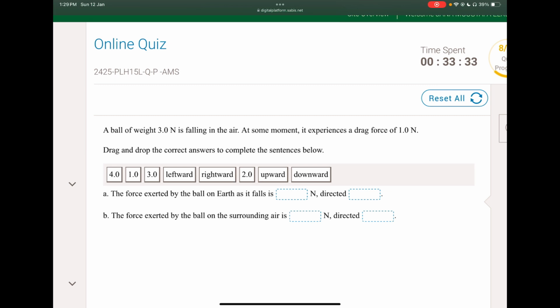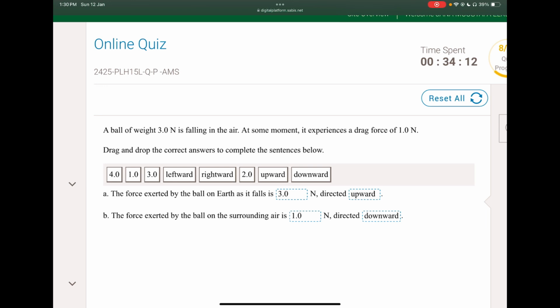The force exerted by the ball on Earth as it falls. A ball of weight 3 newtons is falling in the air. At some moment, it experiences a drag force of 1 newton. Drag and drop the correct answers to complete the sentences below. The force exerted by the ball on Earth as it falls is 3 N directed upward because we said it's equal in magnitude but opposite in direction. So instead of it falling down, it's directed upwards because the force is pushing back. And the force exerted by the ball on the surrounding air is 1 newton directed downward.